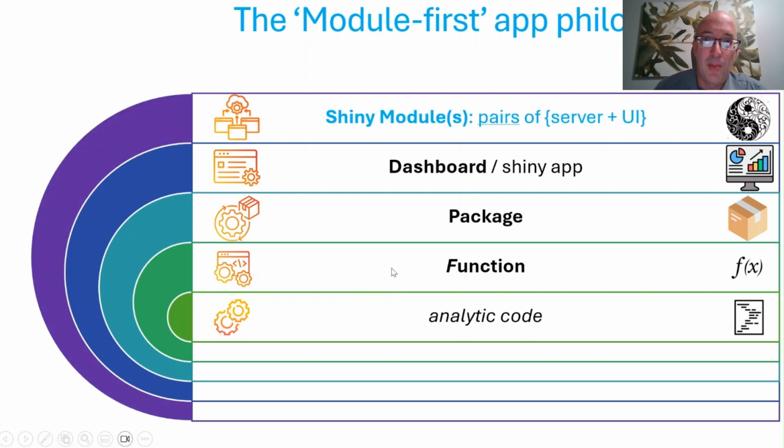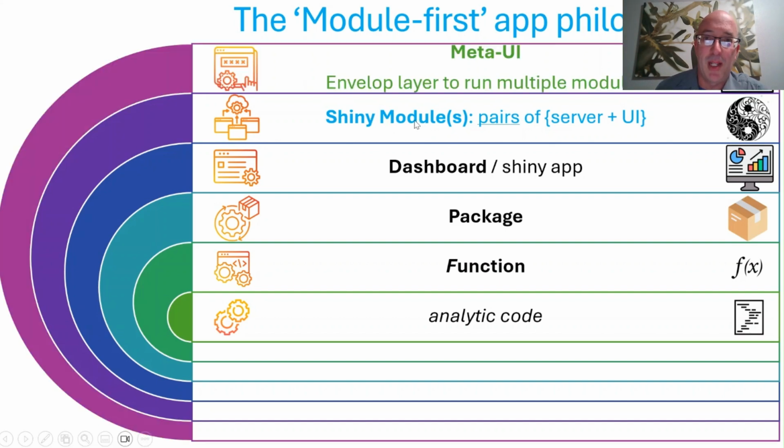We introduced the Shiny modules, which are pairs of server and UI. And this is where I think the module-first app philosophy is unique, saying that those analytic codes, living in functions, living in packages, delivered as dashboards and isolated as Shiny modules, should all live in a meta UI, an envelope layer to run multiple modules.